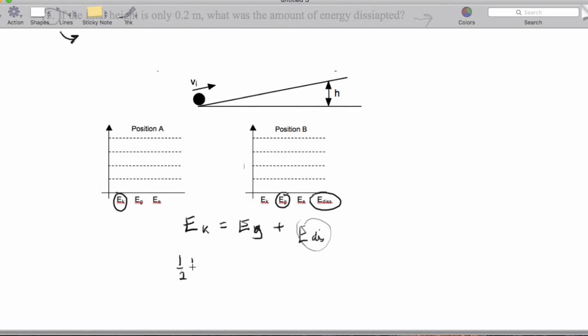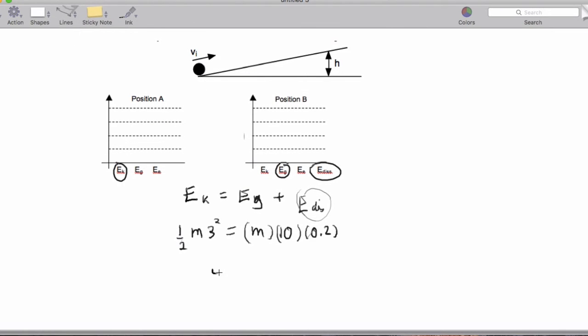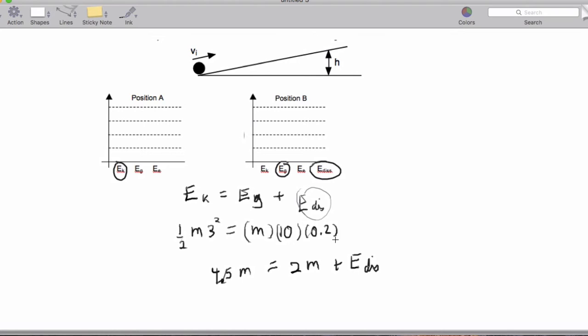So we'll say 1/2 times m times 3 squared equals m times 10 times 0.2 plus E dissipated. And so we'll end up getting 4.5 m equals 2 times m plus E dissipated. So it turns out the dissipated energy is going to equal 2.5 times the mass of the object, whatever that mass may be.